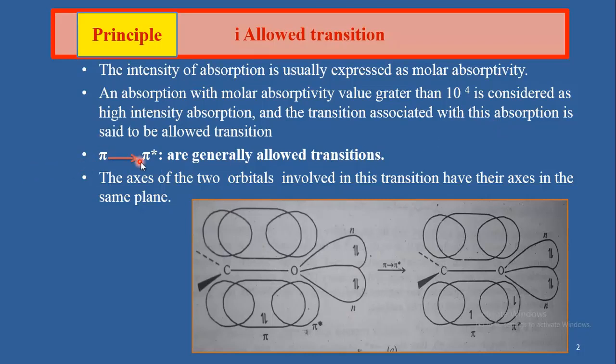Generally, pi to pi star transitions are allowed transitions. Here I have the two orbitals involving this transition having their axes in the same plane. This is pi and this is pi star. So the transition of an electron from this pi to this pi star is an allowed transition, and its molar absorptivity value is greater than 10 raised to 4.